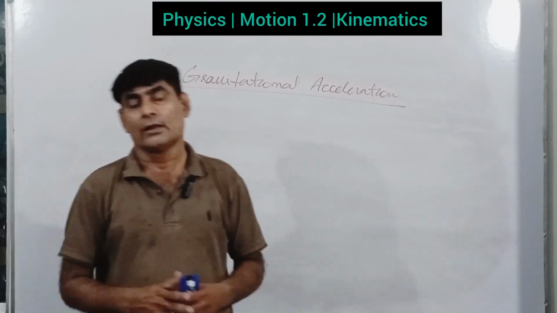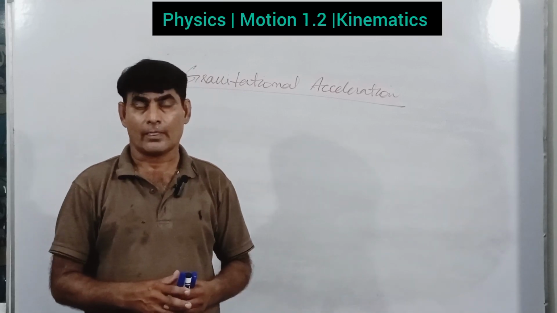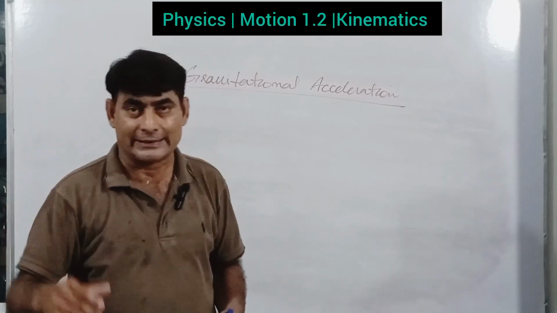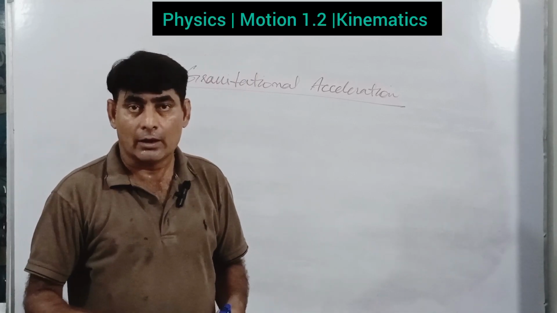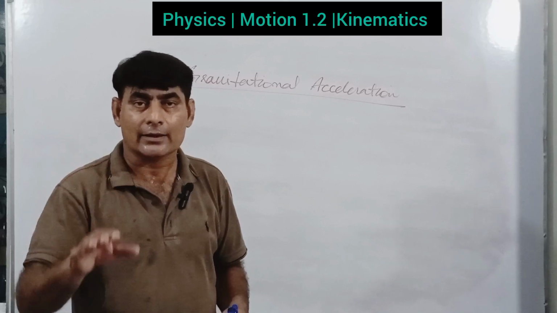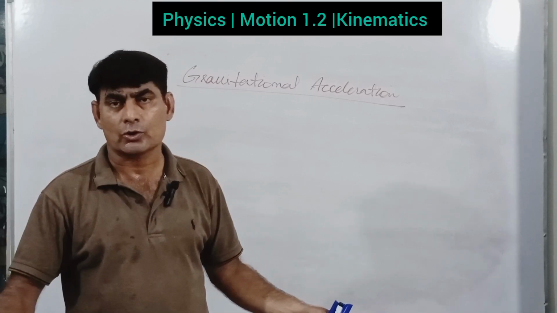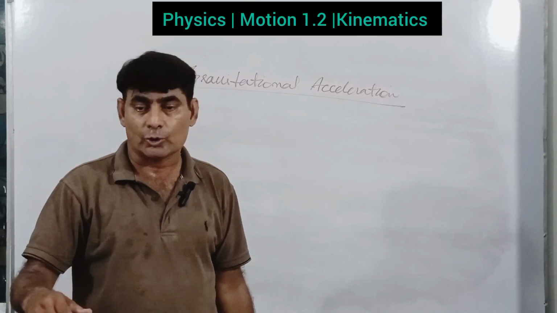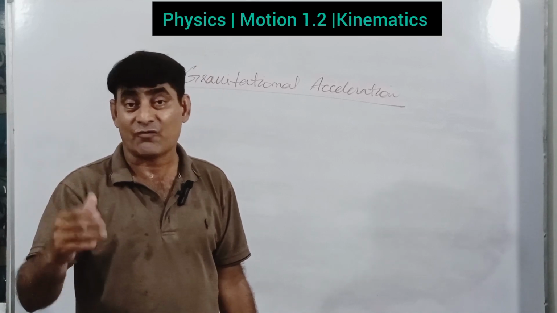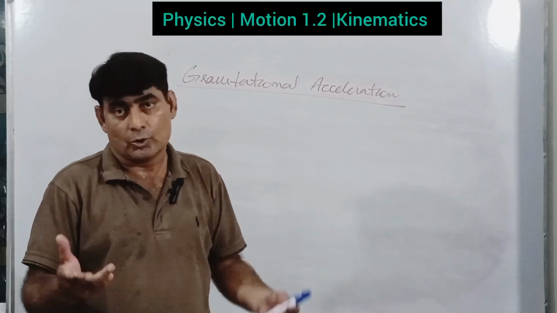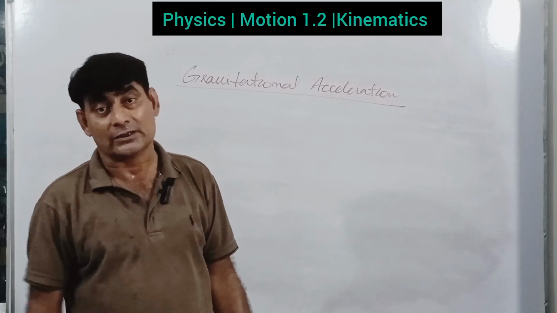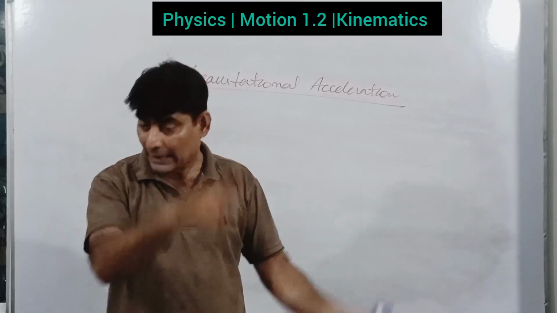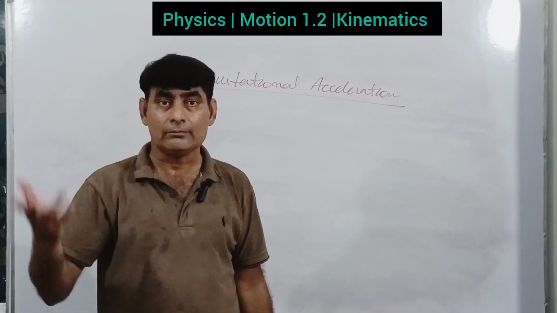Listen, sometimes we just release an object from a certain height, right? We do not apply any type of force in the downward direction, we just release. So there is a motion of the object in the downward direction. When an object is thrown in our direction, it will move back. It comes back after some time.